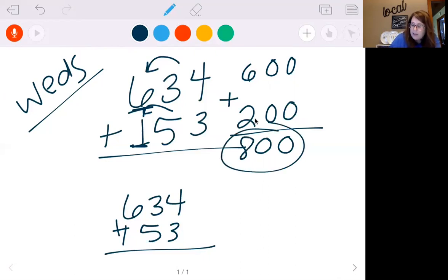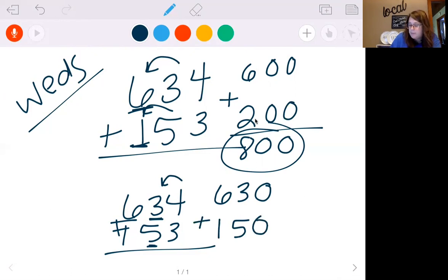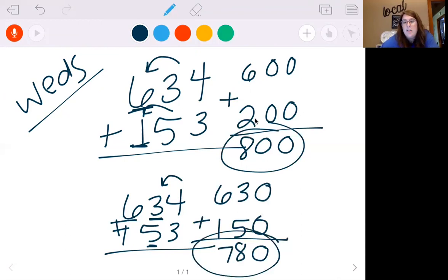Then let's look at rounding to the nearest 10. That 4 is going to make that 3 stay the same. Remember, I keep everything over here on the left. Keep my 3 because 4 makes it stay the same. Put a 0 at the end. That 3 makes that 5 stay the same. I'm going to keep my 1, make that 3 into a 0. Then I add. 5 plus 3 is 8. 6 plus 1 is 7. 780. So they are about 20 off.